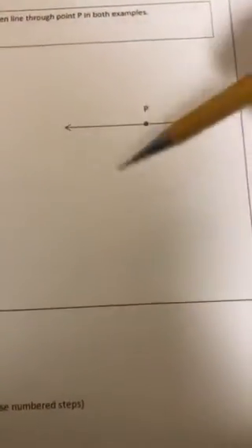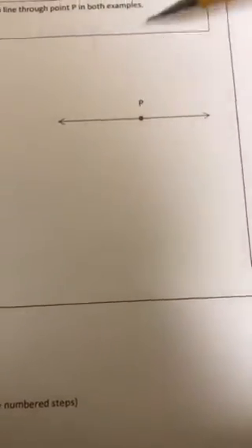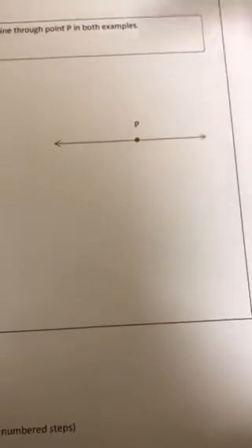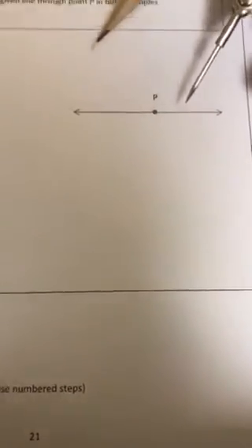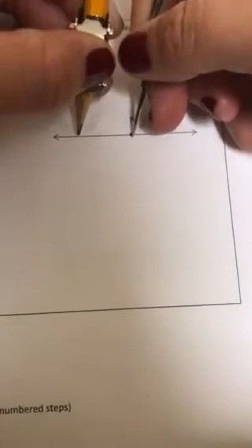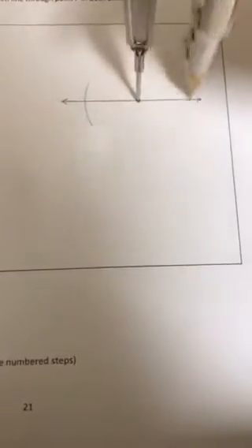Okay, let's try another one. Same type of construction. I want a line perpendicular to this one, and I want it to go through point P. Just like what we did before, it doesn't matter where P is. P can be in any part of this line. What we want to do is create a segment. So we're going to cut a segment off of that line there. And again, it doesn't matter how big or small the segment is.